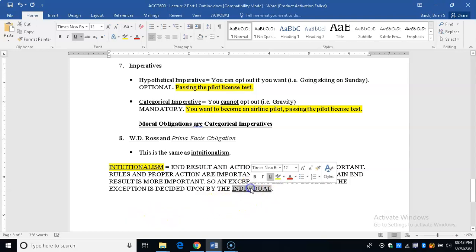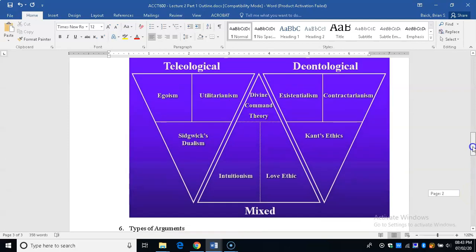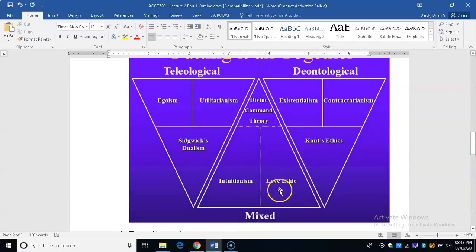Who decides whether an exception should be made or not? If you're an intuitionalist, it's the individual. What if you think that everyone else should decide when an exception needs to be made? That would be love ethics. What about if you and everyone else collectively discuss and decide that an exception needs to be made? That's called divine command theory.